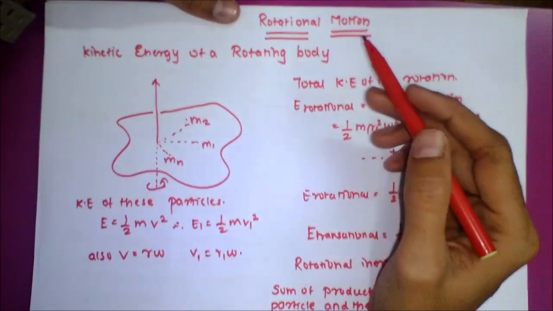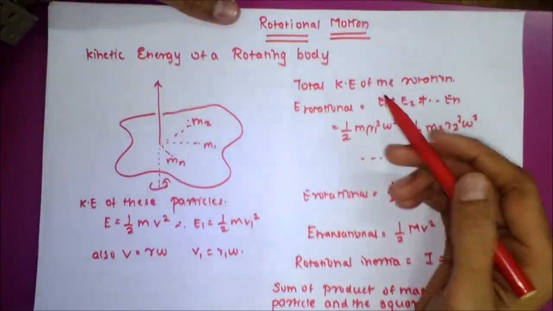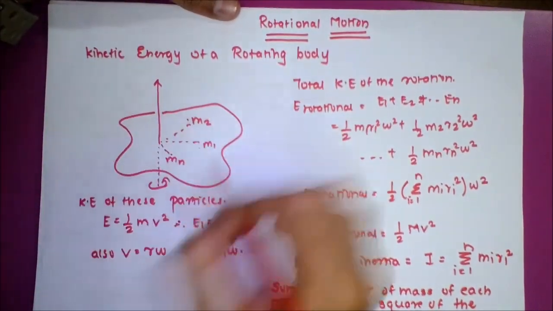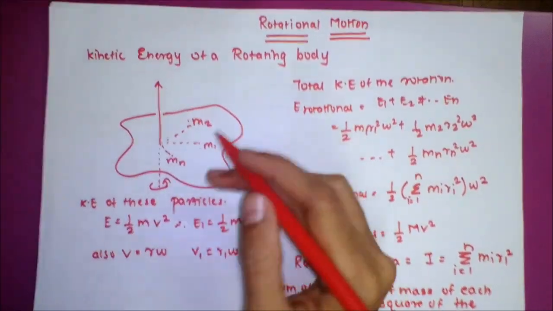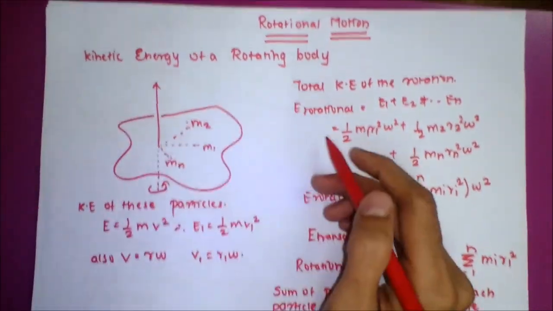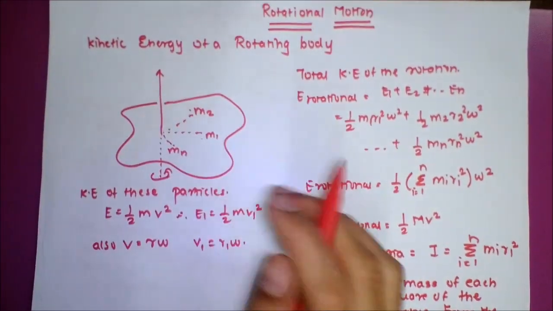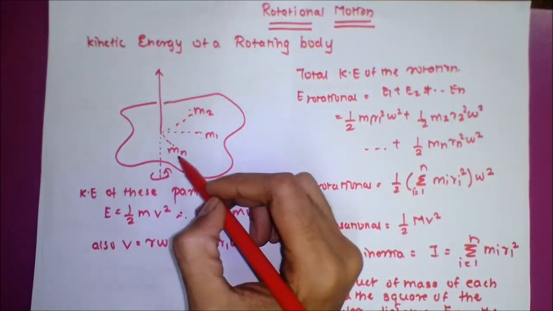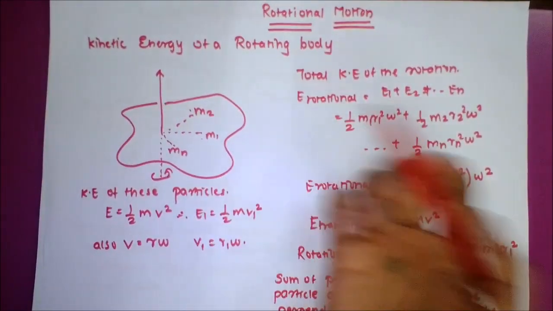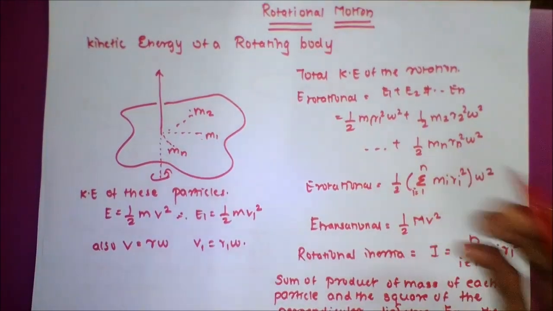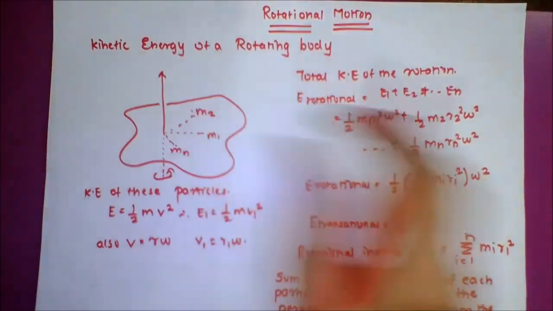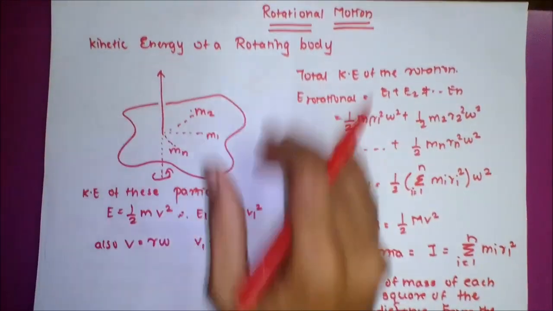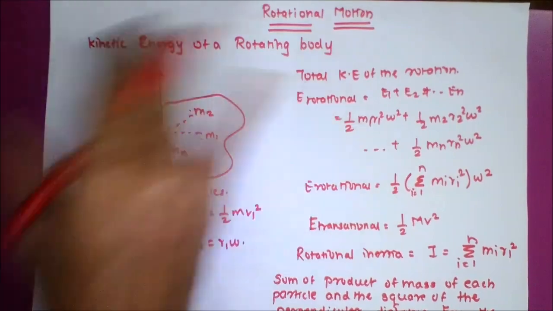So now we will find out the kinetic energy of a rotating body. We have a body here, a surface, rotating around its axis. For the entire body, we will distribute it into certain particles with masses m1, m2, up to mn, find the rotational energy of each particle, and then add all of them to find the rotational energy of the entire body.